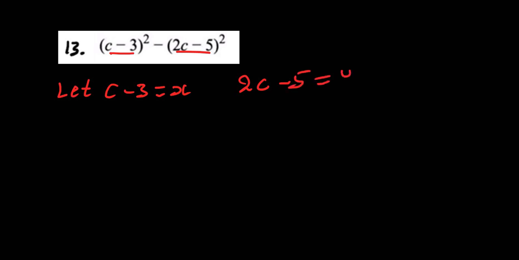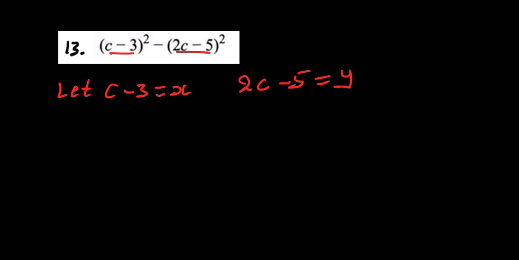Question 13. (c minus 3) squared minus (2c minus 5) squared. So we are going to assign this to a specific variable and this to another variable. So let c minus 3 be equals to x and 2c minus 5 equals to y.